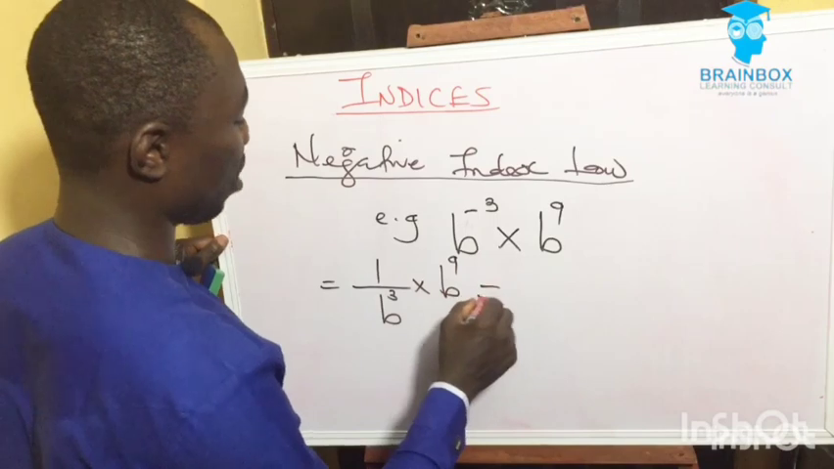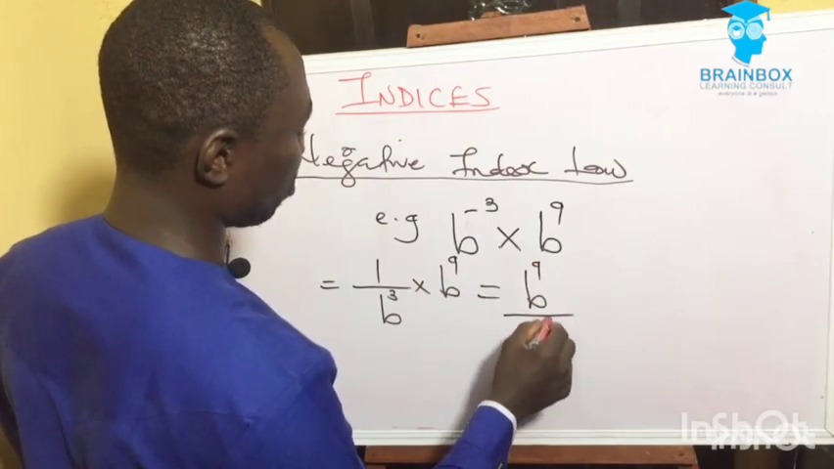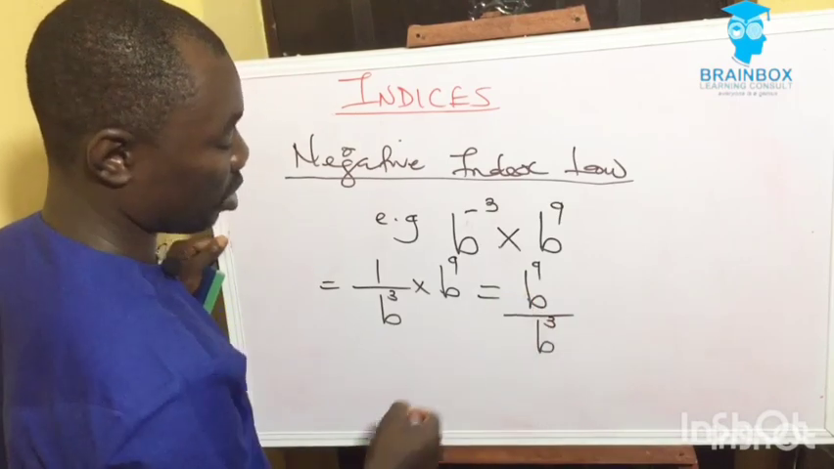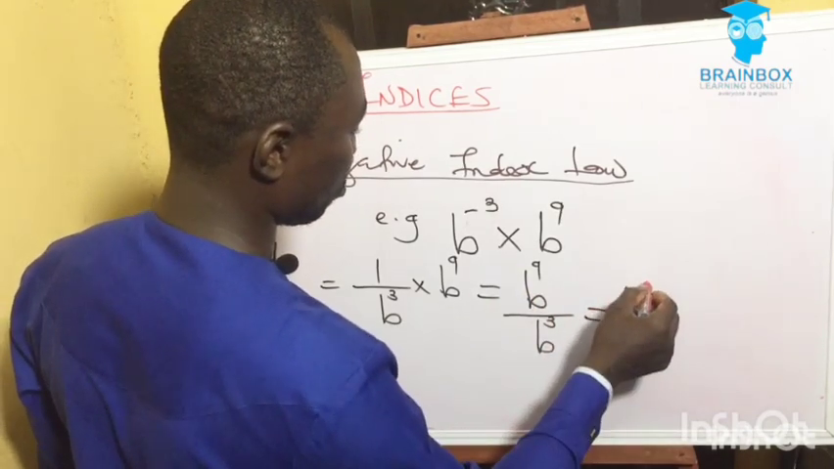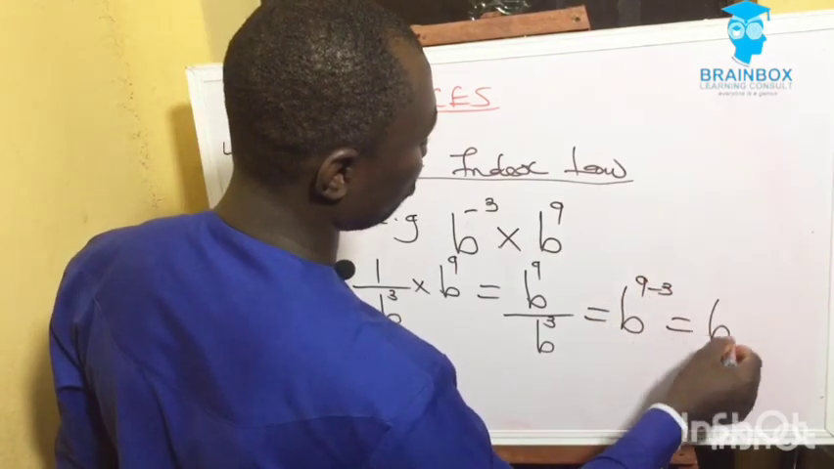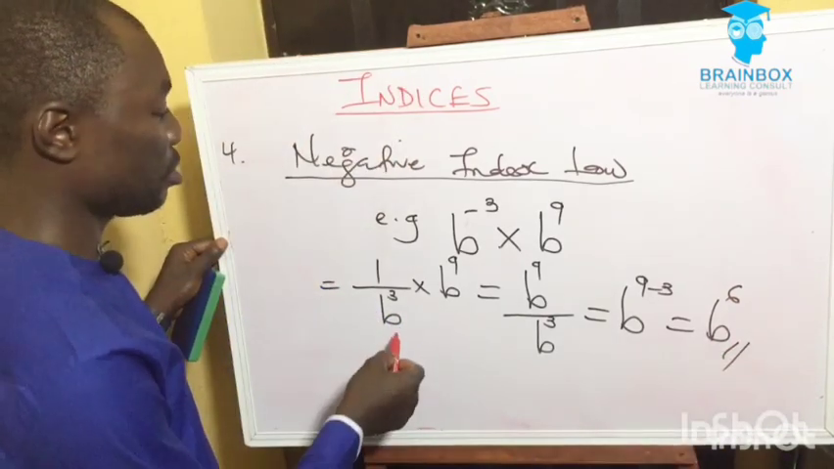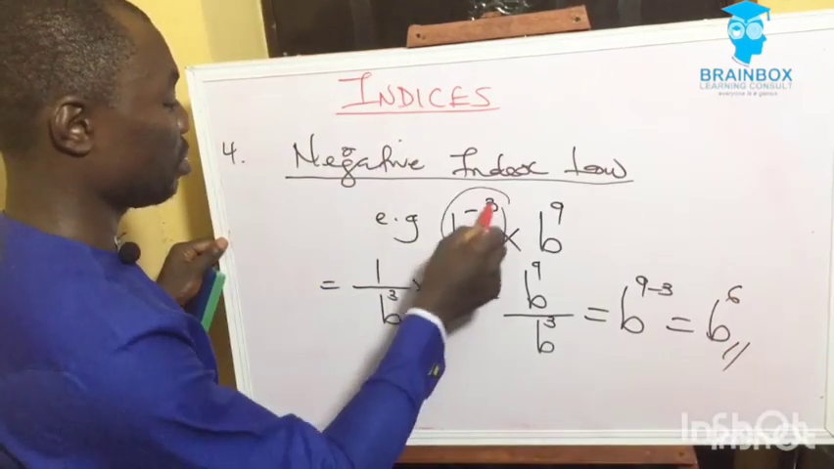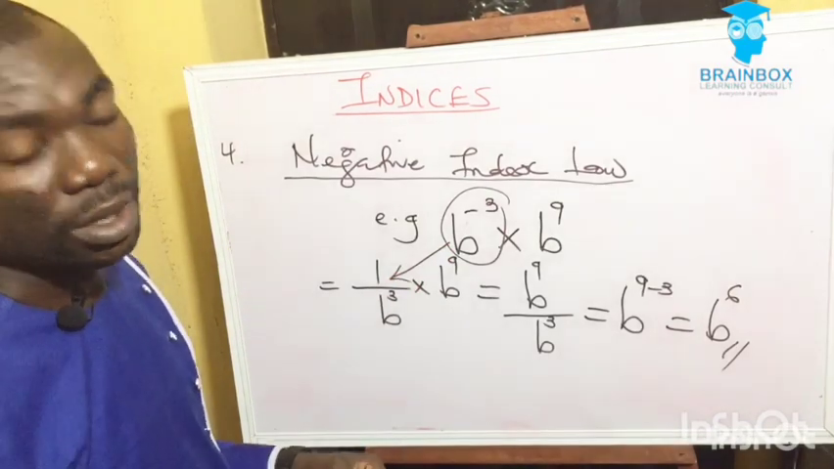This times this, you'll be having b raised to the power of 9 over b raised to the power of 3. We'll apply the subtraction law. Then we'll pick one of the bases, that will be b. Then you subtract the powers, that's 9 minus 3. We'll be having b raised to the power of 6. So you can see that the negative index law is holding here.